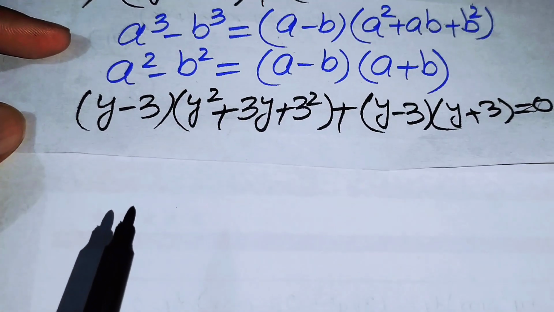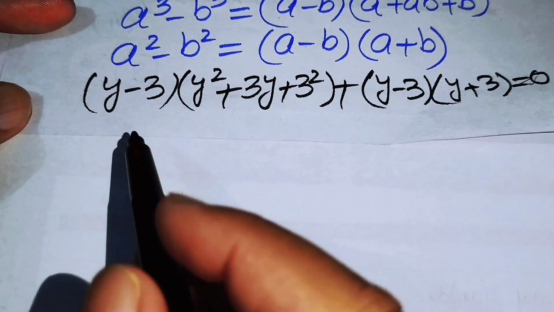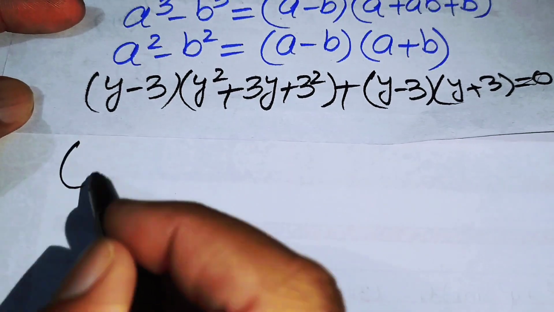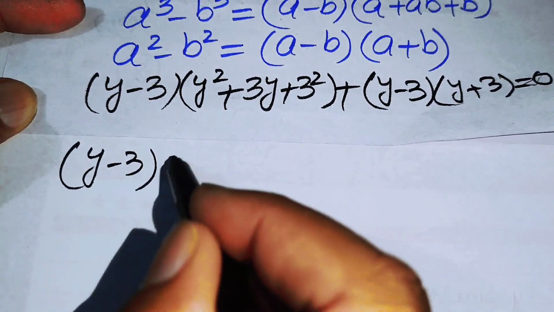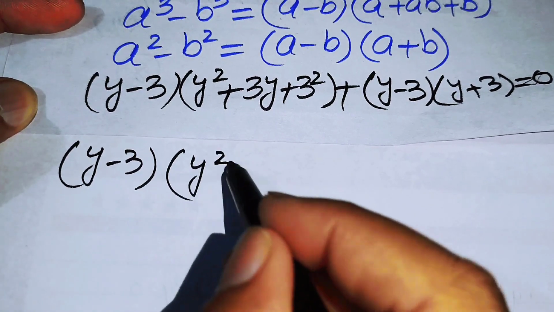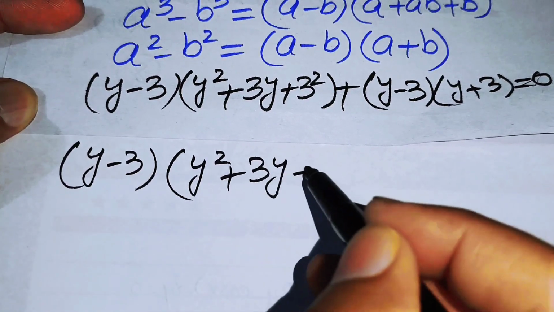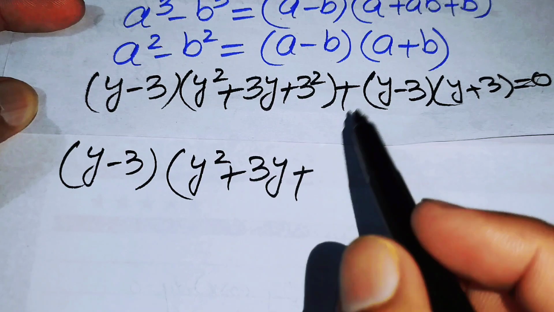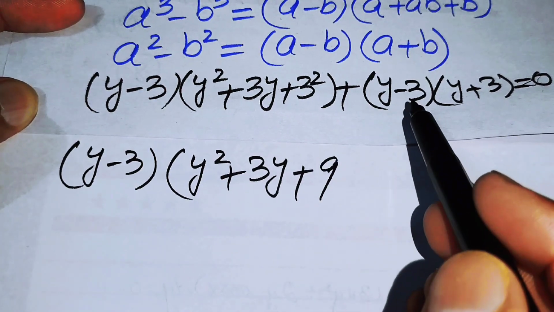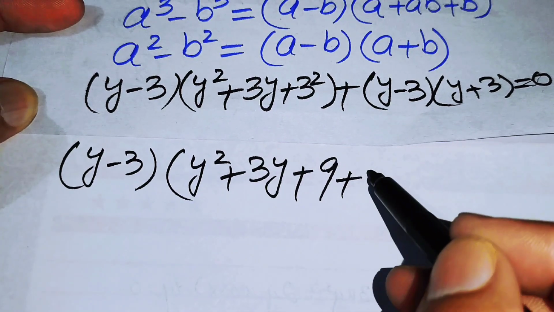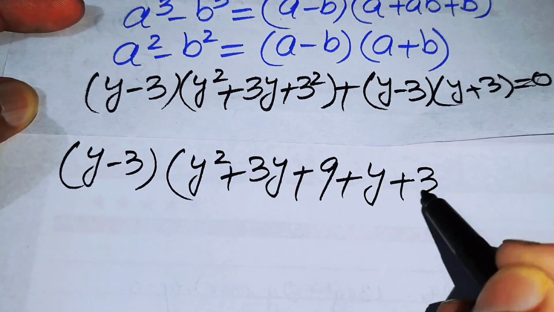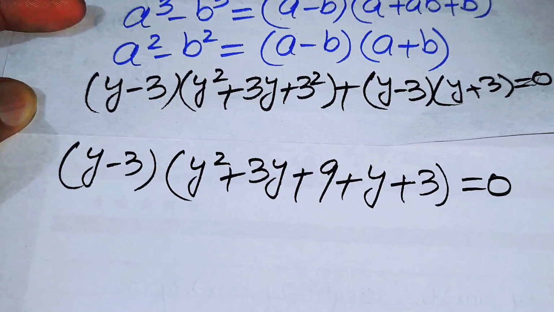And now you focus on both of the terms and you see that we take common y minus 3 from both of the terms, and you get y minus 3 times of y square plus 3y, plus here you have 3 square, it is equal to 9, and we take common y minus 3, and here you get plus y plus 3 is equal to 0.